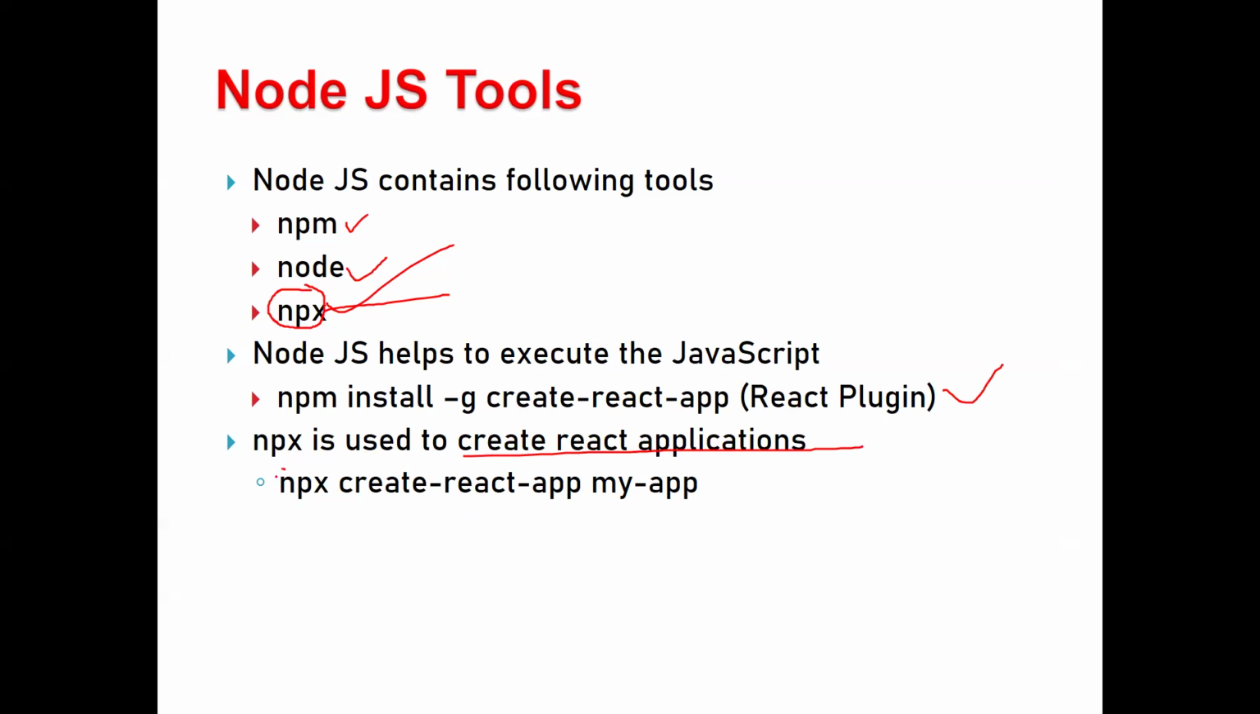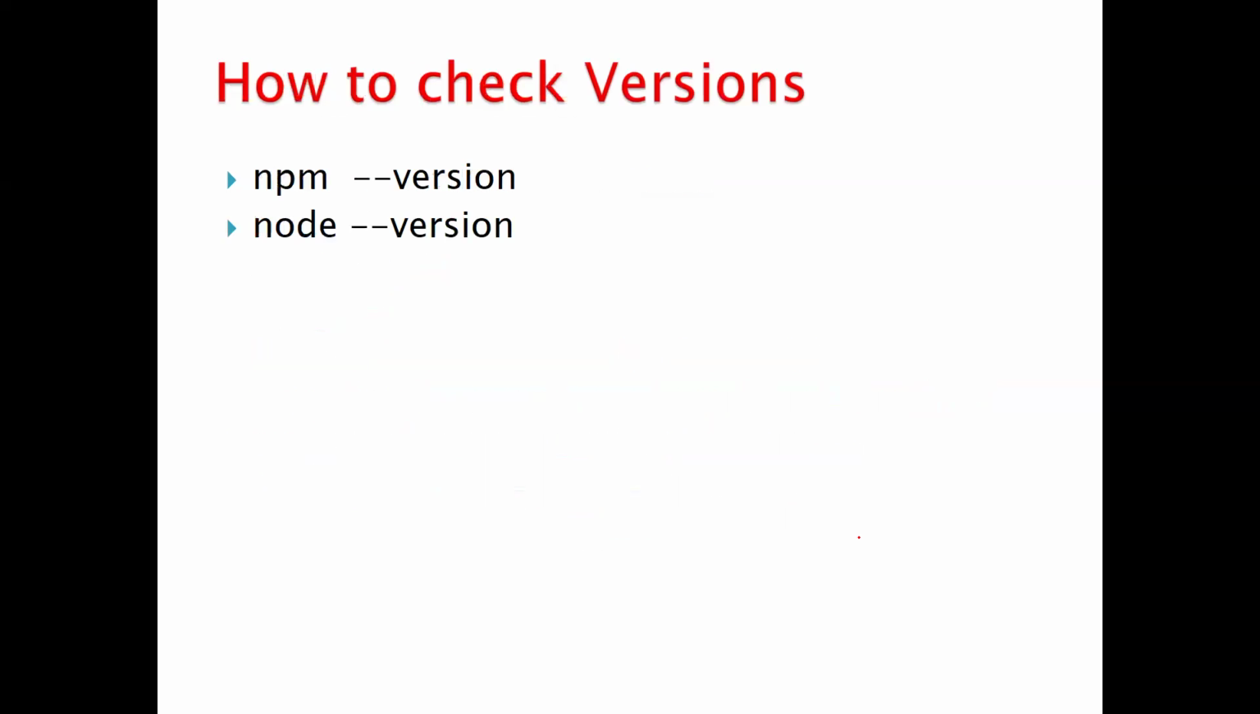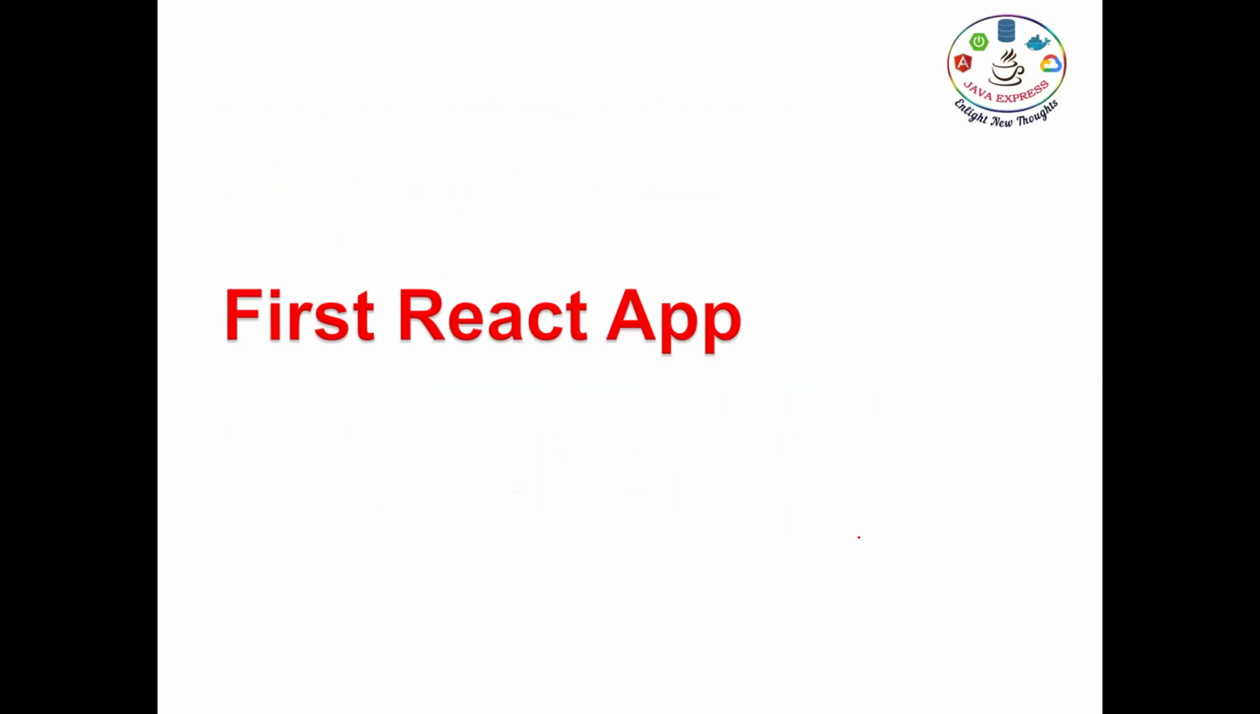So what is the syntax? npx create-react-app, then your application name like hello world, my app, e-commerce, whatever project name you want, you can use it here. This is the command to create your React applications. Now we will do that activity. How to check the versions? Already I explained about npm --version, node version, and npx version. First React app I'm going to discuss now.